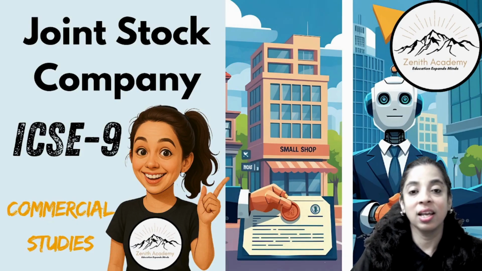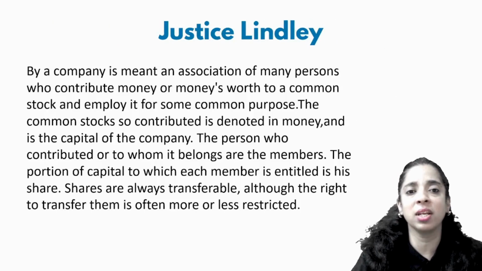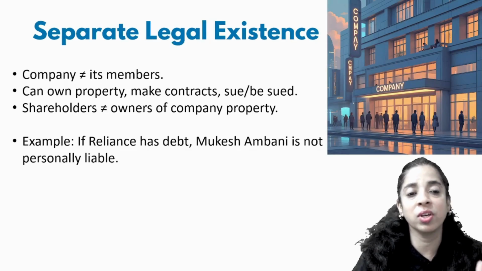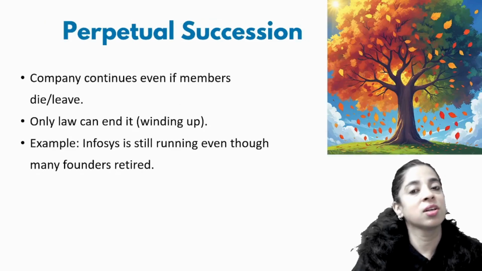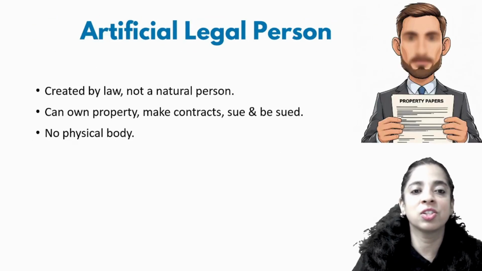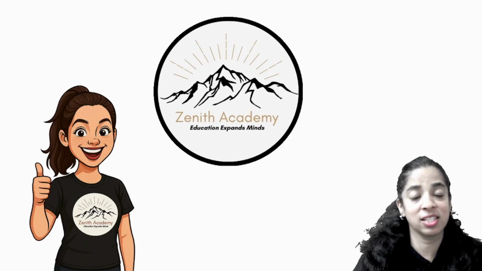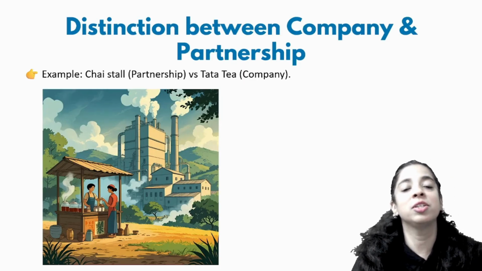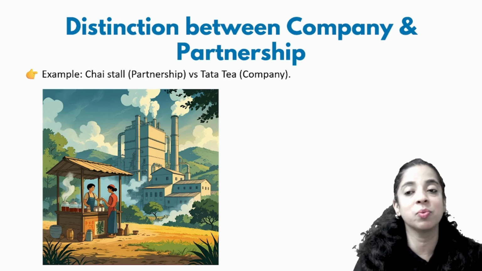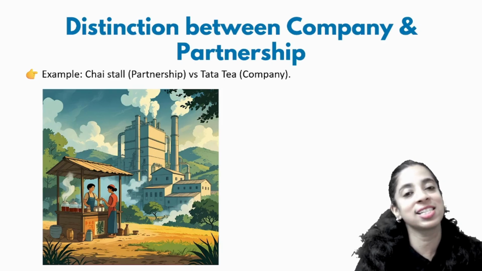In our last part, we studied what a Joint Stock Company means, its different definitions, and its features. We studied all the features in detail. Those were the features we did in our last video, and today we'll be doing the distinction between many things, which are very important from the examination point of view, and we'll study about OPC. So let's begin today's class.